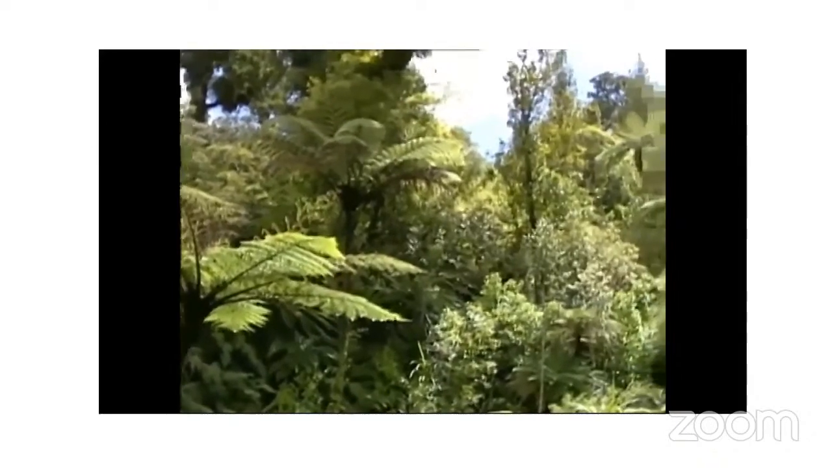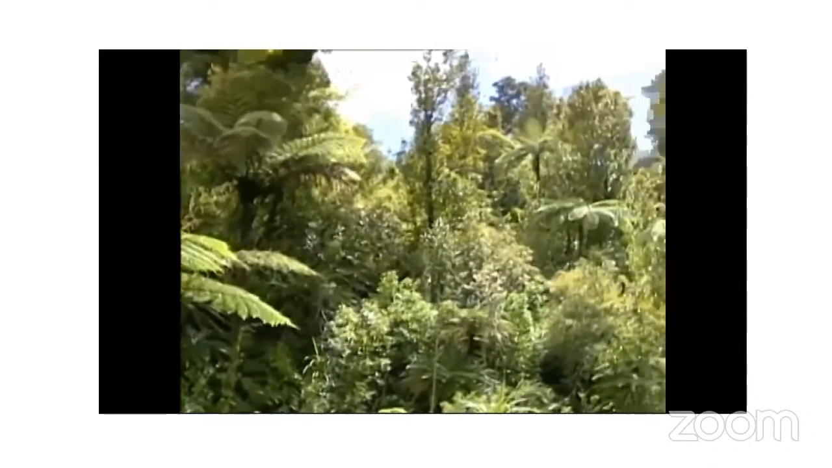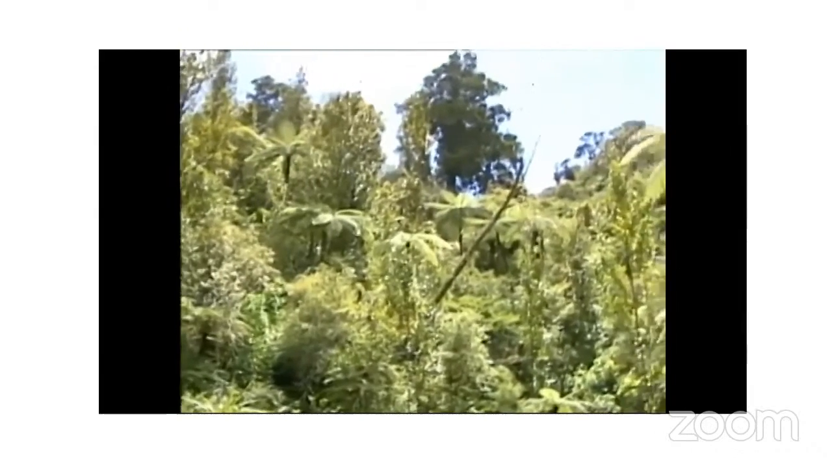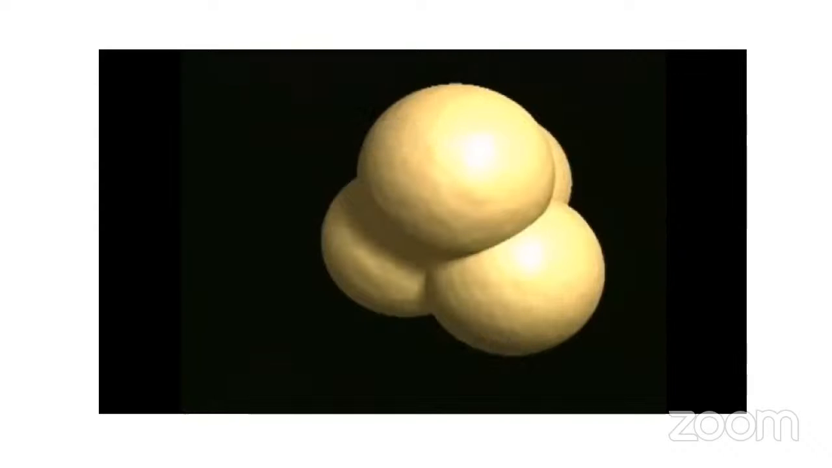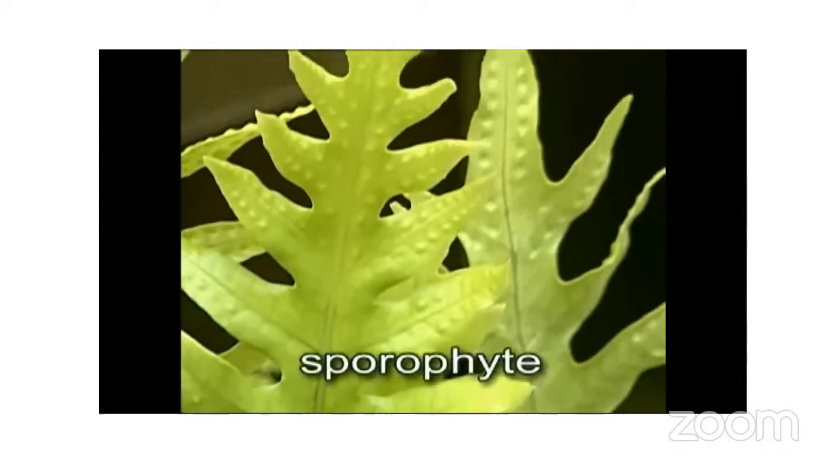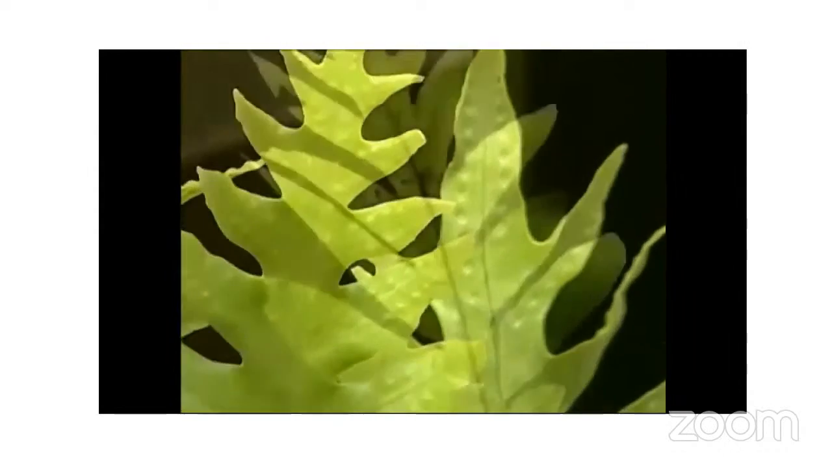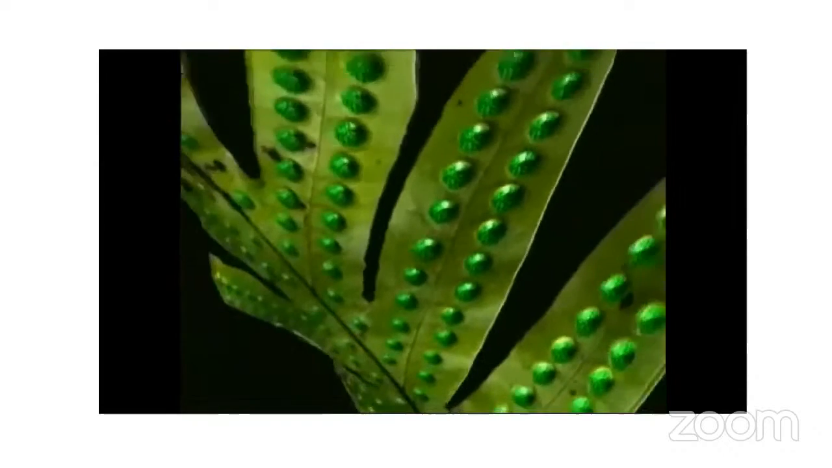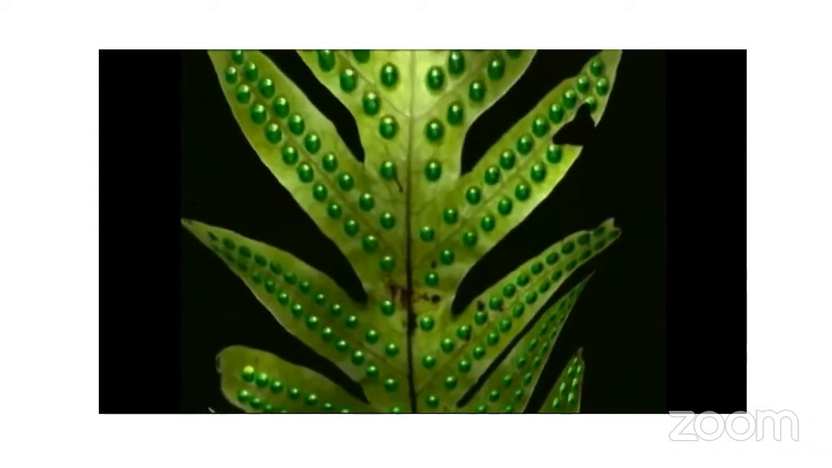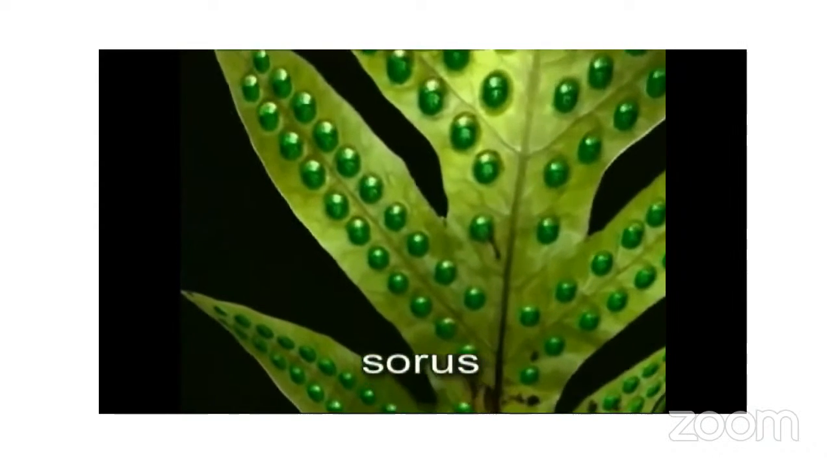In the wild, ferns are successfully reproducing and spreading throughout the forest. They do this by producing spores. The familiar fern is known as a sporophyte. If a fern frond is turned over, small circular areas may be seen. Each of these areas is called a sorus.